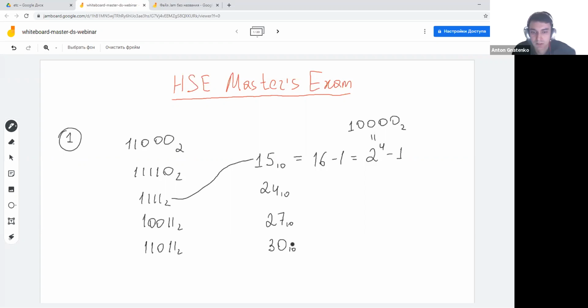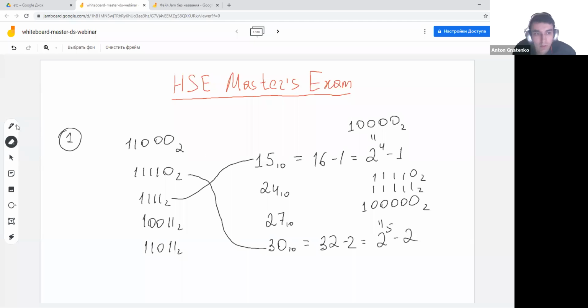Next, I'll pick the easy ones first. 30 is 32 minus 2. And 32 is 2 to the power of 5. So 2 to the power of 5 is again 1 and 5 zeros. When I subtract 1, I get 5 ones. And when I subtract another one, I get 4 ones and a 0. Here it is.